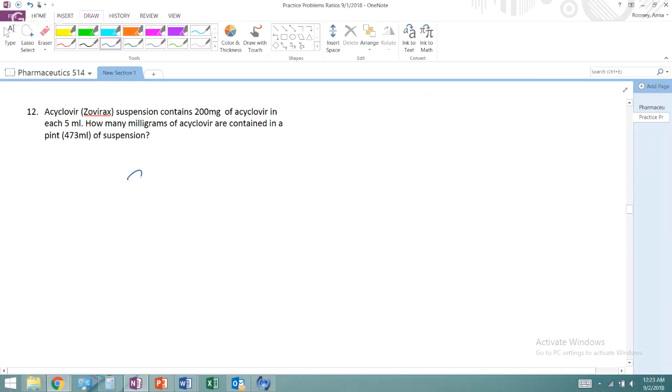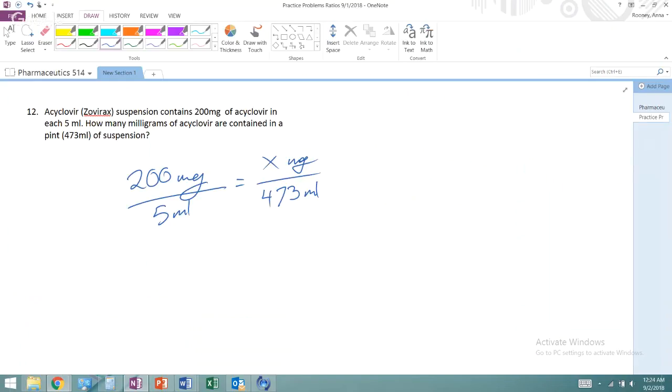So, a suspension contains 200 milligrams of acyclovir in each 5 milliliters. How many milligrams are contained in a pint of the suspension? So, sorry, I didn't mean to whistle through my teeth. Horrifying. So then we want to find out this. There's two different ways. You can find out how many milligrams per ml and then multiply by the total ml you want at the end, or you can do the cross multiply ratio. We will do both.